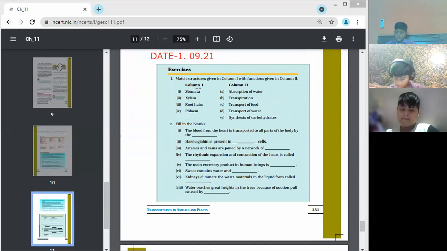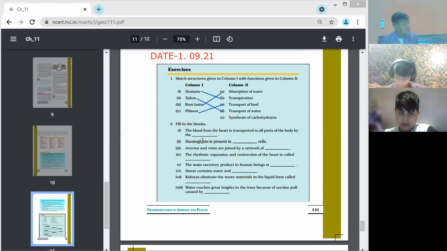Stomata, you can match it with transpiration. Xylem, transport of water. Just we have done. Root hair, absorption of water, and phloem is with the transport of food. Yes, one is the extra one. In column 2, E part is extra.